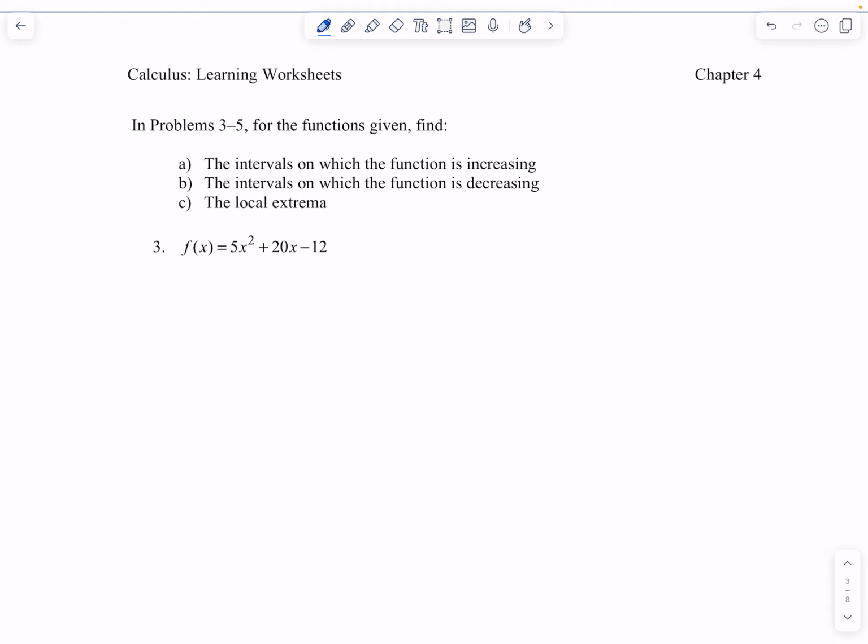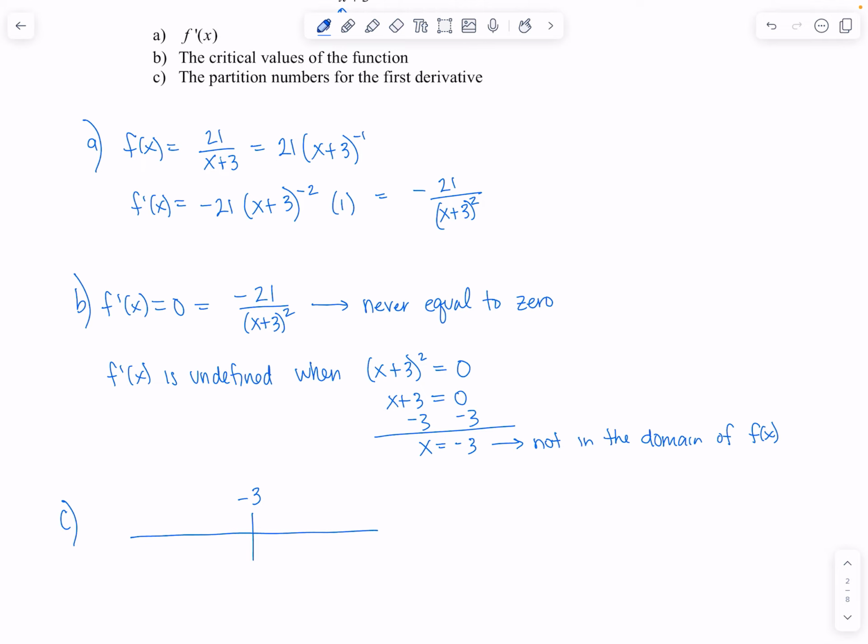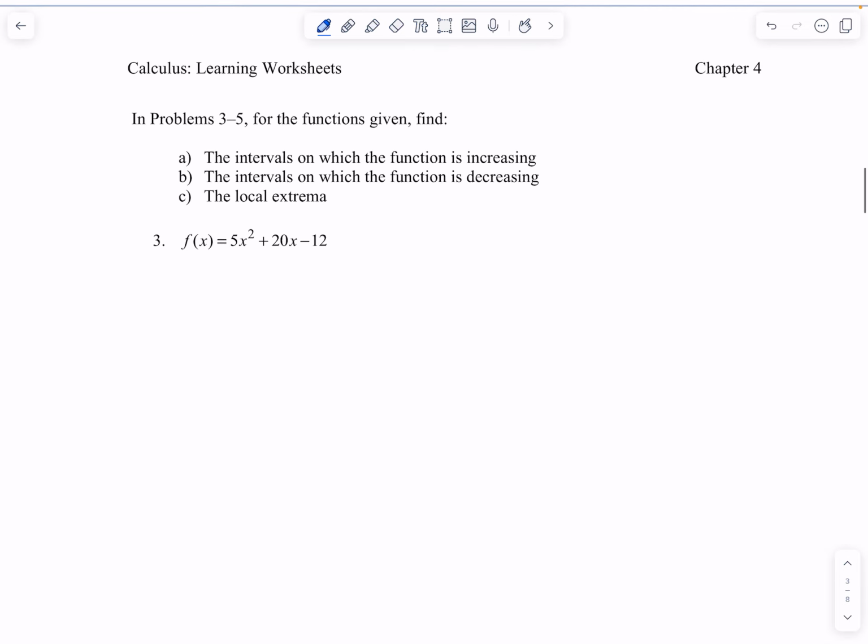In problems 3 through 5, for the functions given, find the intervals on which the function is increasing, the intervals on which the function is decreasing, and the local extrema. So now we're going to take it a step further and not just find our critical values or our partition numbers. But we're going to use the partition numbers and see what's happening around them so we can determine where it is increasing and where it is decreasing.